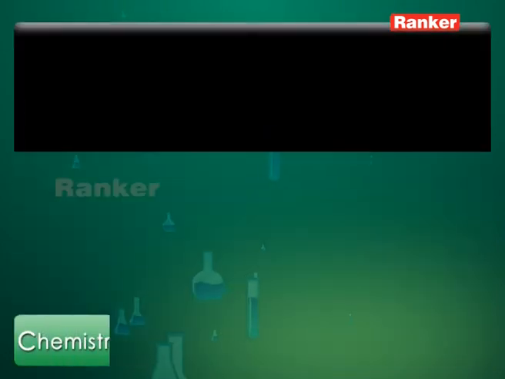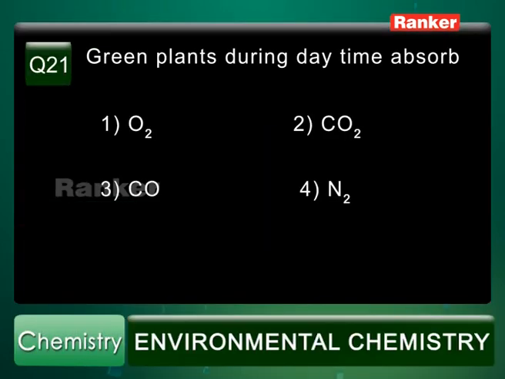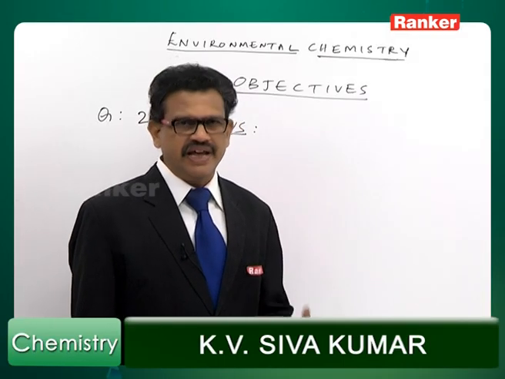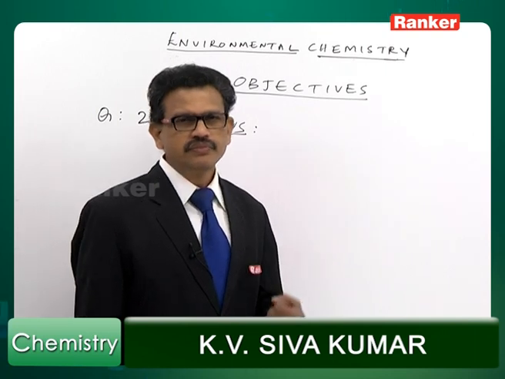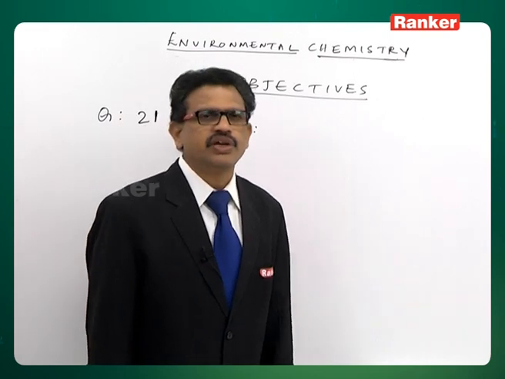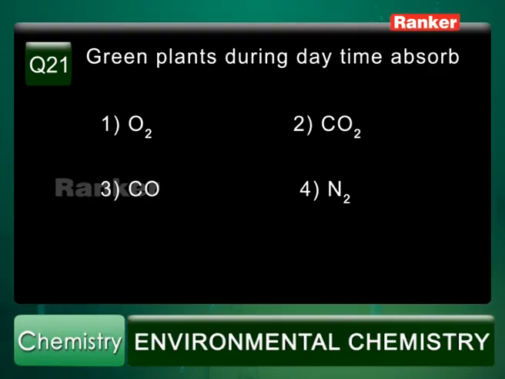Question number 21. Green plants during daytime absorb: option 1 oxygen, option 2 carbon dioxide, option 3 carbon monoxide, option 4 nitrogen. Green plants during the daytime absorb carbon dioxide and release oxygen gas. Therefore for this question we can go for answer carbon dioxide, that is answer 2.